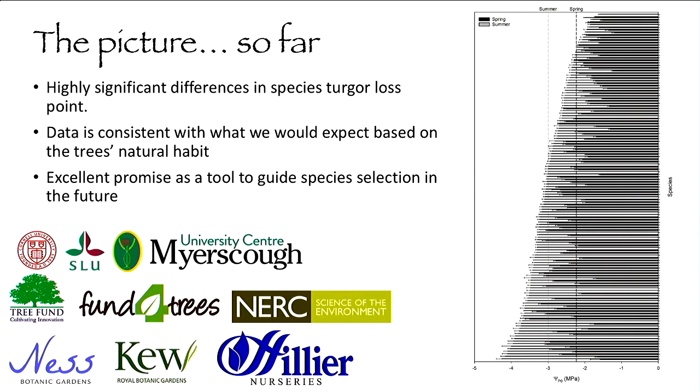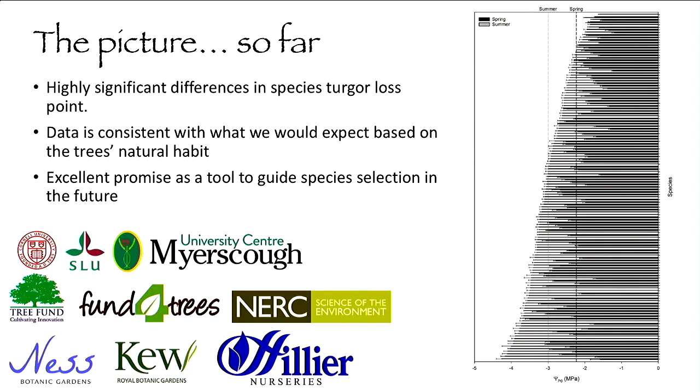And so really now we've got well over, I think, 200 species around. No, more. 300, 350 probably. Really, yeah. So we've got hundreds of species that we've evaluated. And it's been a collaborative effort between people like Cornell, SLU, University Centre Myerscough, funded by Tree Fund for Trees. The NERC project I've just been involved with looked at this. And we had access to material at Ness Botanical Gardens, Kew, and Hillier Nurseries. So we've really tried to do what we can to improve the quality of information there.